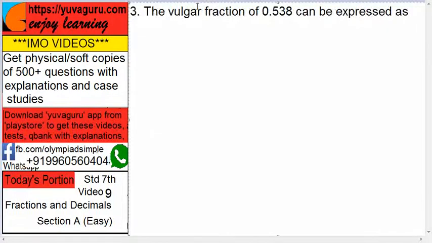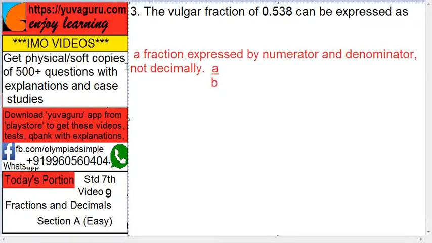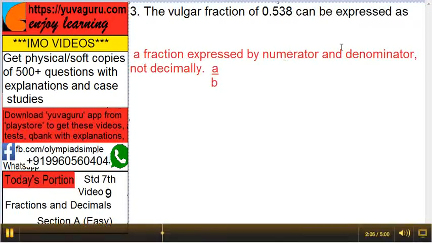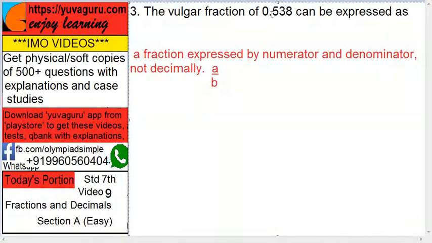The vulgar fraction of 0.538 can be expressed as, what is a vulgar fraction? A fraction expressed by numerator and denominator, not decimally. Now this is expressed decimally. Decimal means what? Point and some numbers, that is decimal. a upon b is a vulgar fraction. Now we have to express this in terms of this. So how? Say this, 0.538 means what? After point, never call it 538. It's always single.